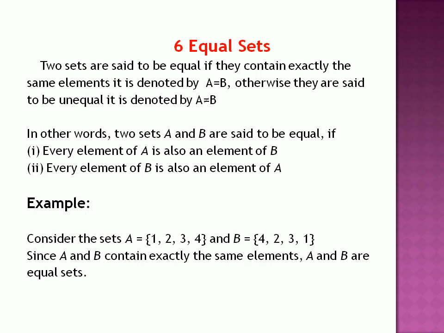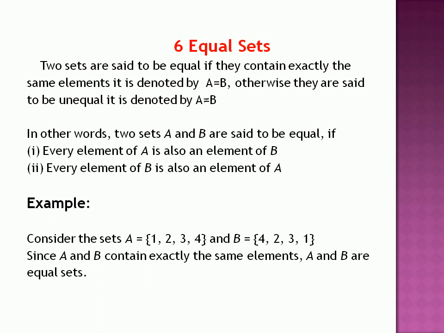Sixth one, equal sets. In fifth we saw equivalent sets. This is equal sets. Two sets are said to be equal if they contain exactly the same elements. In both the sets, you must have exactly the same elements. If set A contains A, B, C, then in set B also the elements must be A, B, C only.